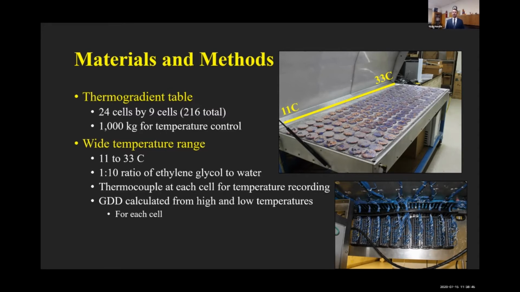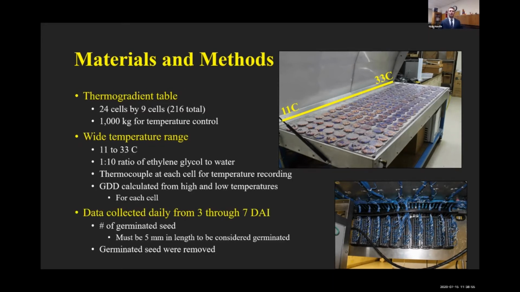We placed a thermocouple at each cell for temperature recording, and the GDDs were calculated from the high and low temperatures for each cell across the entire study. We collected data daily from day 3 through day 7. We collected the number of germinated seed, and to be classified as germinated, the radicle must have been at least 5 millimeters in length. Once a seed was classified as germinated, it was removed from the table.